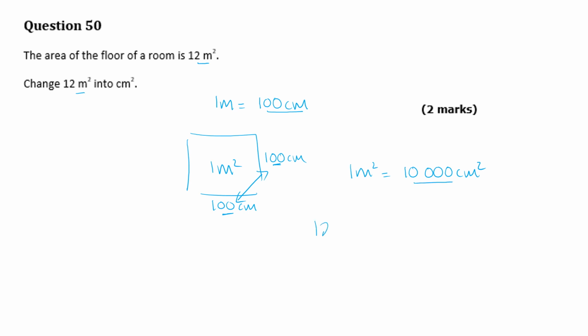Now we've got to change 12 meters squared to centimeters squared. So all we need to do is times by 10,000. So that will be 120,000 centimeters squared.